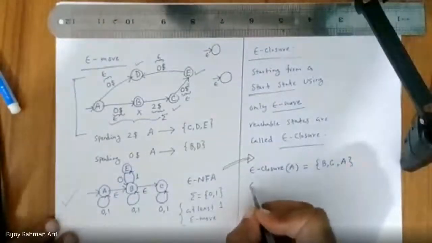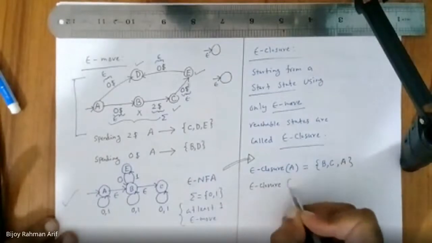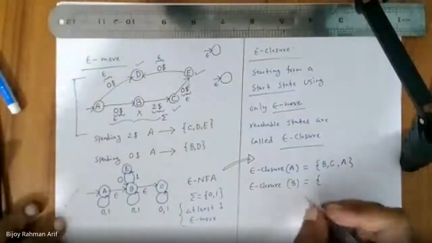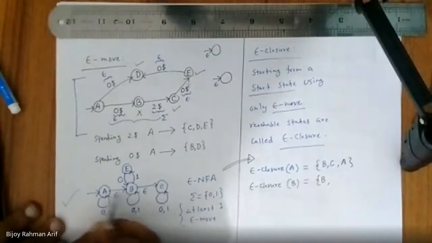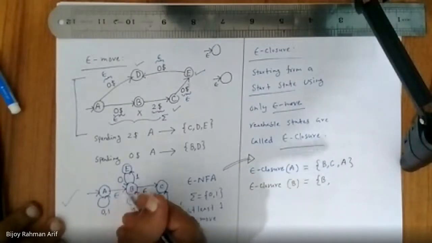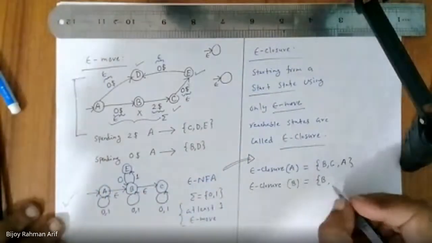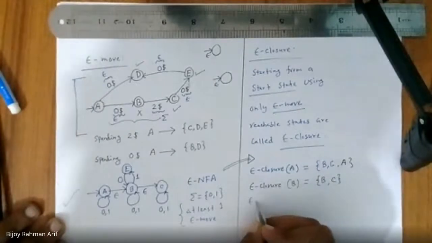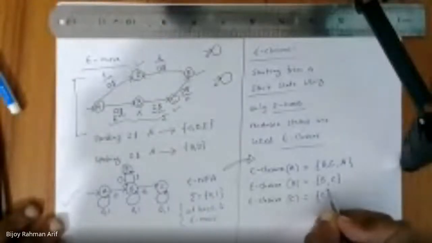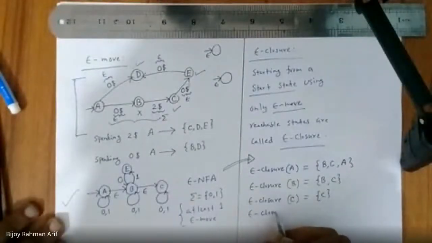Now let's talk about epsilon closure of B. What would be the epsilon closure of B? B and C. Because this is from A to B, a directed epsilon move. You can go from A to B without reading anything, but there is an arrow in that direction. So you cannot come from B to A. It is not possible. So B to C. Now what is epsilon closure of C? C itself. What is epsilon closure of E? E itself.